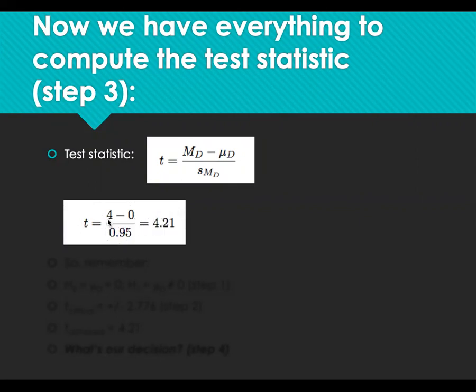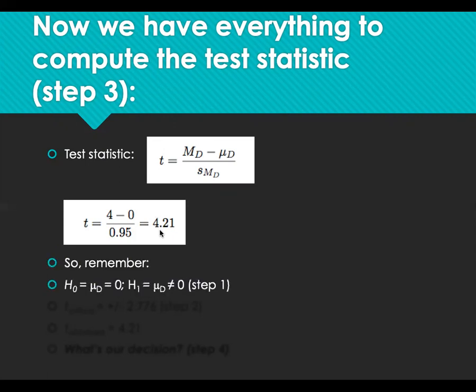T equals 4, so the mean difference for our sample, which we've computed based on the data on the previous slide, minus 0. Again, this population mean difference is based on the null hypothesis, and the null hypothesis would say that the population mean difference is going to be 0. So that's where that 0 is coming from. Then divided by the standard error that we just computed on the previous slide. And you get a T of 4.21.